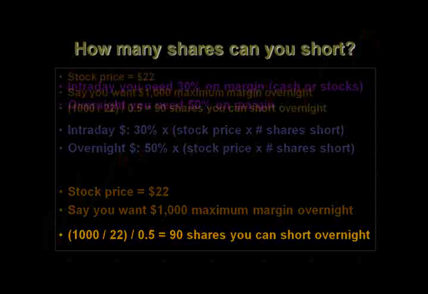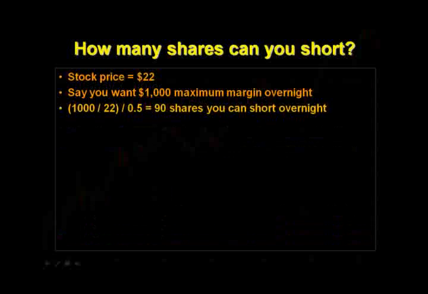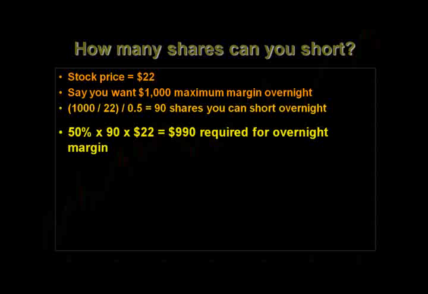So let's just revise this example again. We've had the stock price at 22. We wanted to have only $1,000 maximum margin overnight, so that gave us the ability to short 90 shares. We took the $1,000 of margin we were prepared to take, divided it by the stock price, and then divided it again by the 50% margin requirement, and that gave us 90 shares. So 50% times 90 multiplied again by 22, which is the stock price, equals $990 margin that's required for overnight trading, shorting this share at $22.